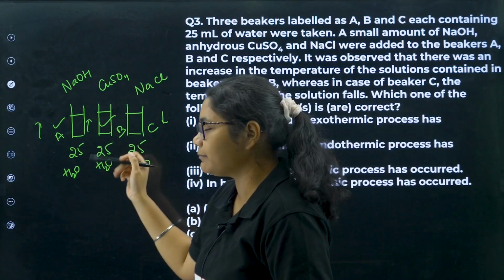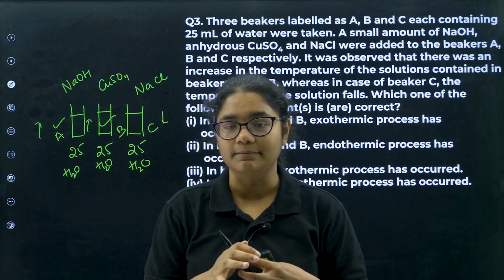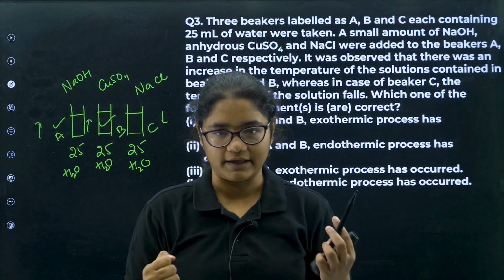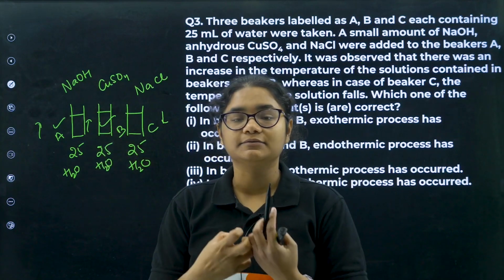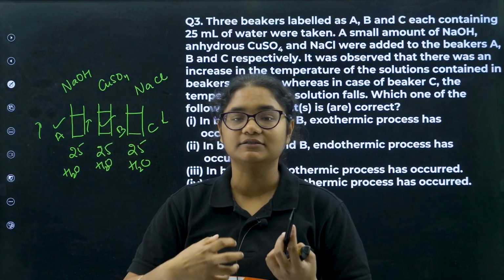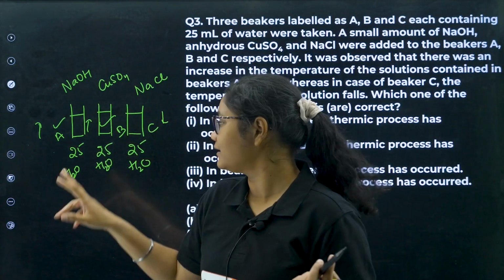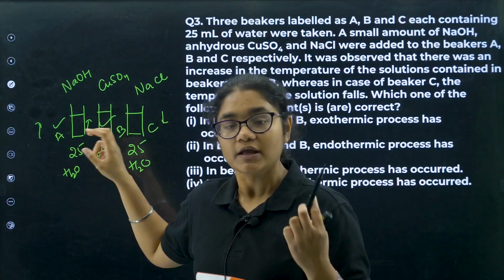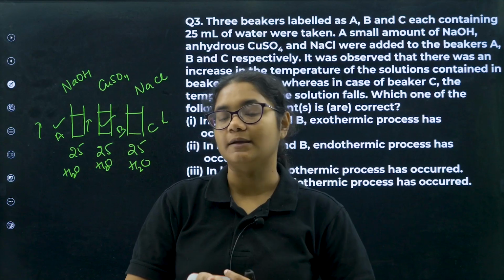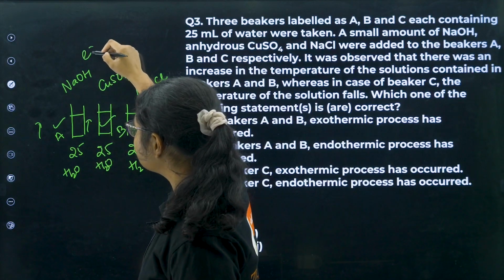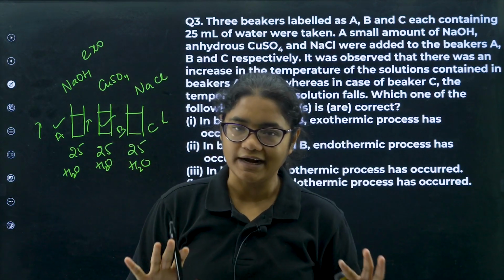Now see, if in A and B the temperature has increased, that means when the reaction happened in these two, heat must be generated, heat must be released, and due to that heat the temperature has increased, right? So now if heat is released, then what do we call those types of reactions? Those types of reactions are called exothermic reactions, right students?